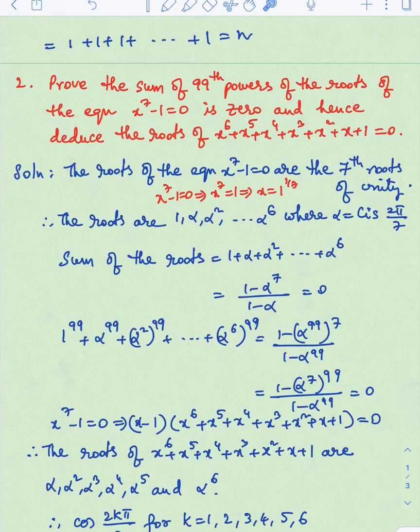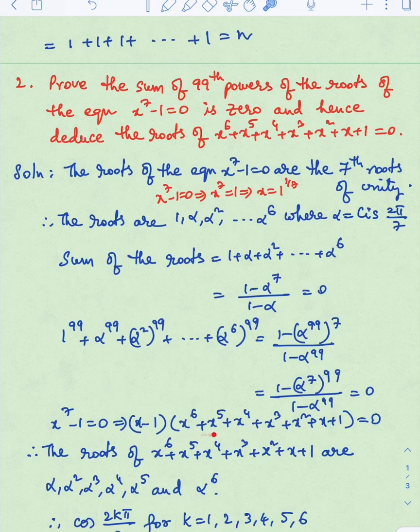Now check the next step. Same denominator, numerator 1 minus alpha power 7 whole power 99. What is alpha power 7? What is alpha here? 1. So put 1 in this place. That's why we get 1 minus 1, that is 0. 0 by anything is 0. Same like here, this is 0.